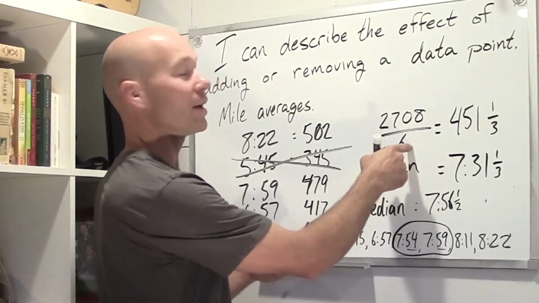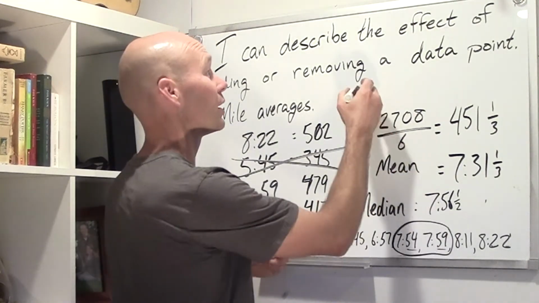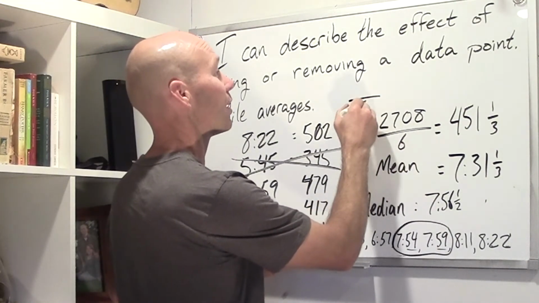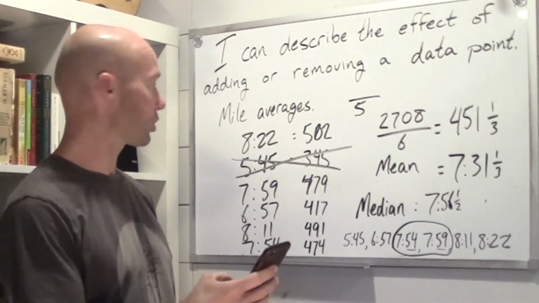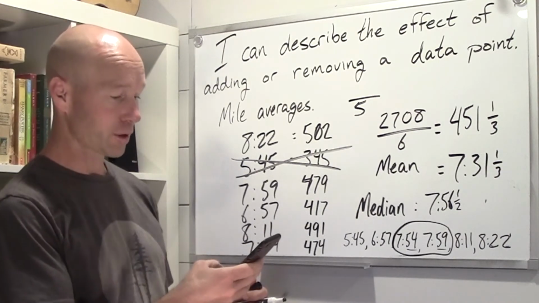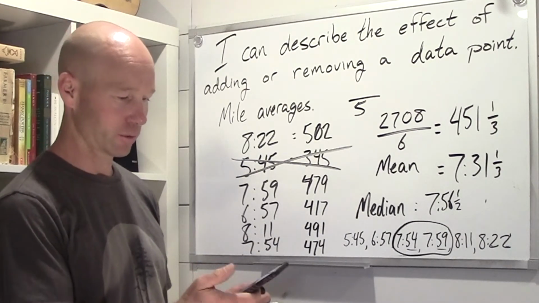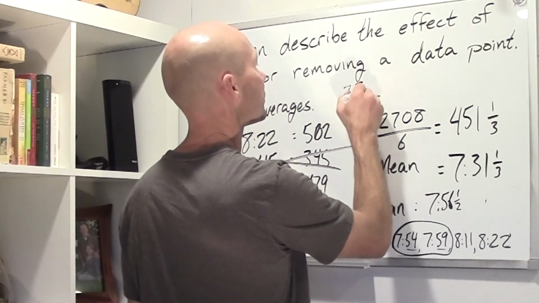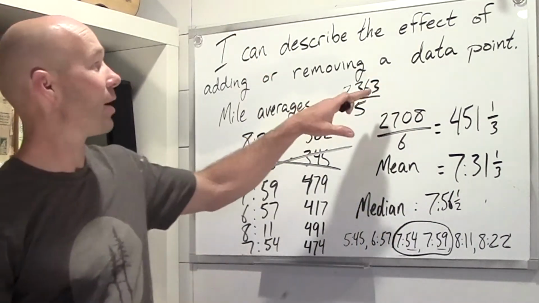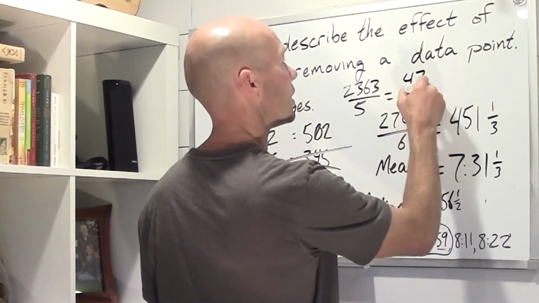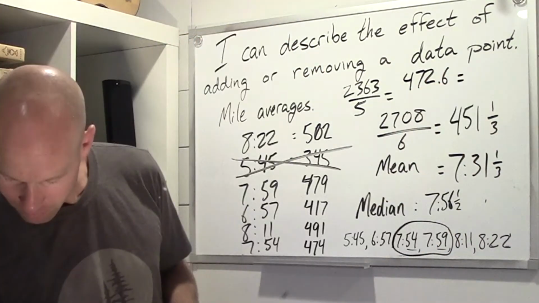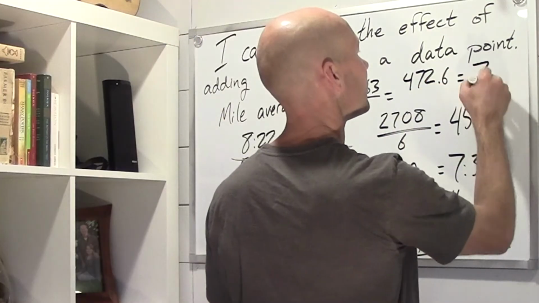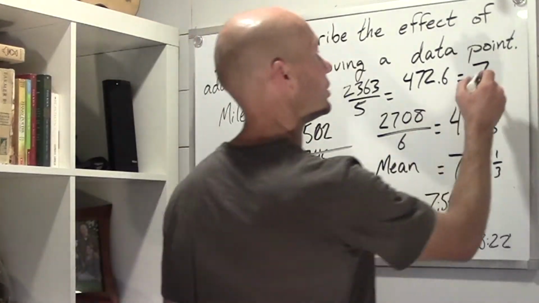Instead of dividing by 6, how many points are there? There are 5, so I'm going to divide by 5. And instead of 2,708, I'm going to subtract 345. So let's go to the old calculator. 2,363 divided by 5 equals 472.6, which equals, divided by 60, 7 minutes and 52 seconds.